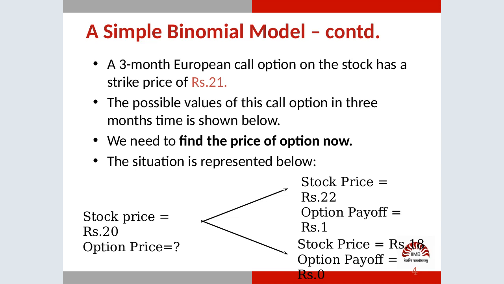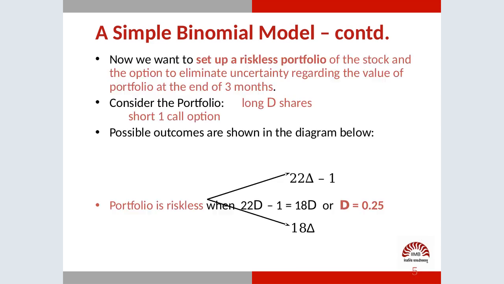What I need to find out is what the option price is today. Now, there are different approaches to doing this, but they are essentially the same thing. What we want to do is set up a riskless portfolio of the stock and the option to eliminate the uncertainty. So let me buy delta shares, D or delta number of shares, and short one call option.